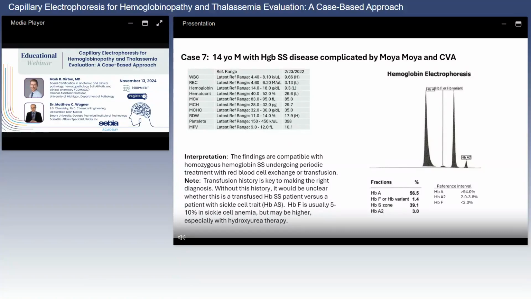So as mentioned, the transfusion history is key to making the right diagnosis. Without this history, it may be unclear whether this was a transfused hemoglobin SS patient versus a patient with sickle cell trait. So that'd be hemoglobin AS. Hemoglobin F is usually about 5 to 10% in sickle cell anemia, but may be higher, especially with hydroxyurea therapy.